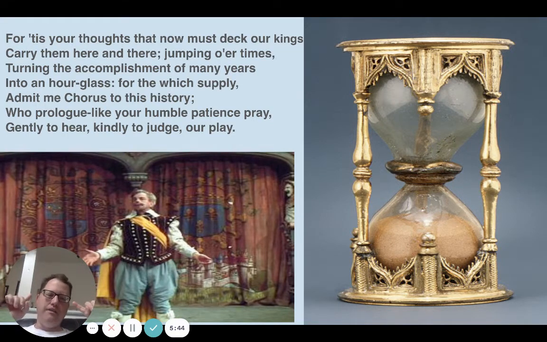This is what the audience's job is: decking kings, carrying them all over the place, jumping over times, turning the accomplishment of many years into an hourglass. "For the which supply, admit me chorus to this history, who, prologue-like, your humble patience pray, gently to hear, kindly to judge our play." So it's interesting, and Shakespeare does this in several plays, most notably Romeo and Juliet and Henry V, giving the audience a particular job.